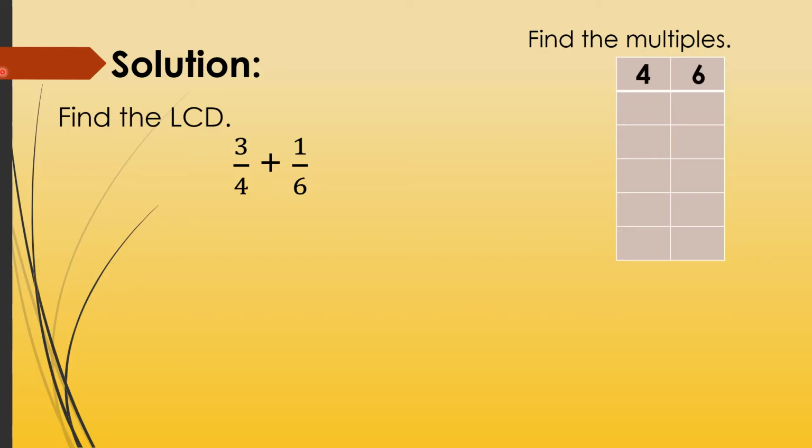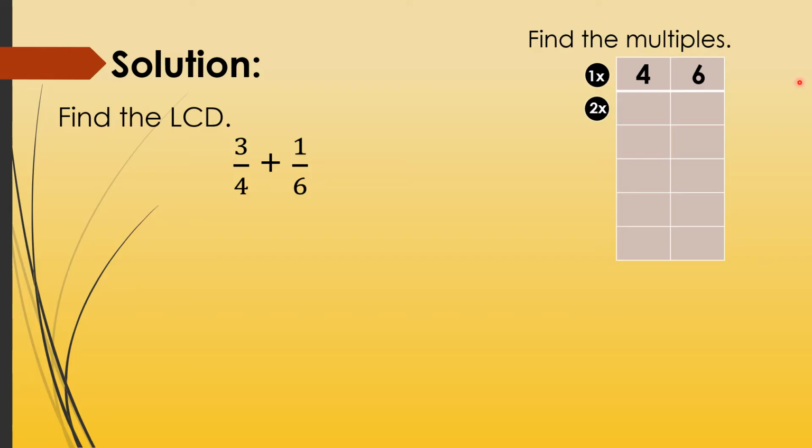Next, imumultiply natin o itry nating imultiply yung 4 at 6 sa 1 hanggang 5 or kahit saang number. So, kapag minultiply natin yung 4 sa 1, ang sagot ay 4 pa rin. And then 6 times 1, ang sagot ay 6 pa rin. So, proceed tayo sa 4 times 2 and 6 times 2. So, sagutan natin dito sa column ng 4 at ng 6.